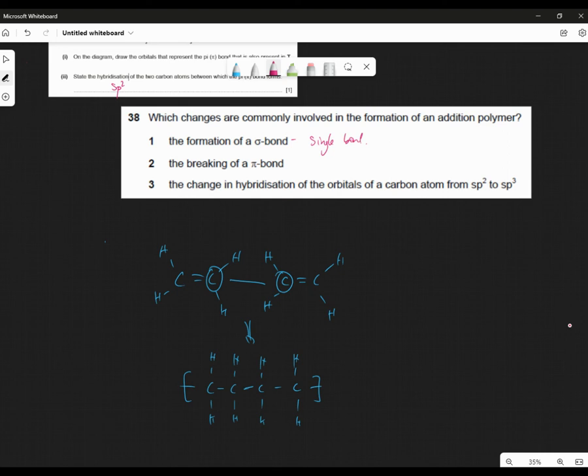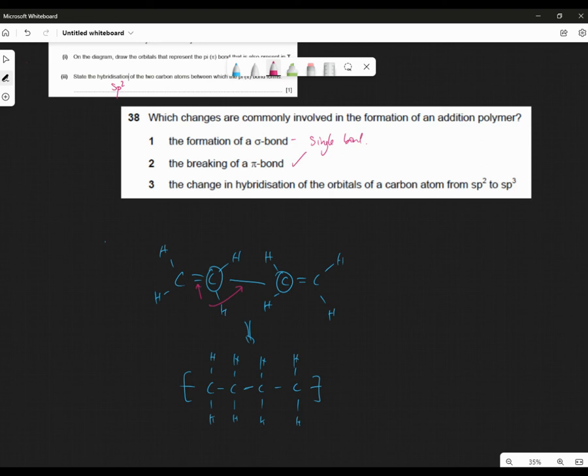The breaking of a pi bond. Yeah, one of these pi bonds breaks. That's what forms the sigma bond. Okay, one of the bonds stays where it is, but the other one breaks. The pi bond breaks, and the electrons from here go there. So that is true as well. A pi bond is broken.